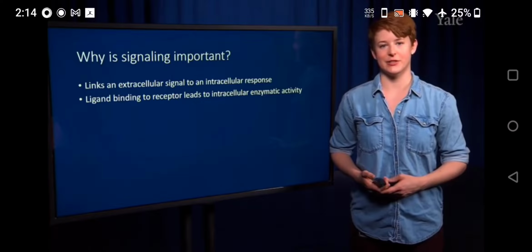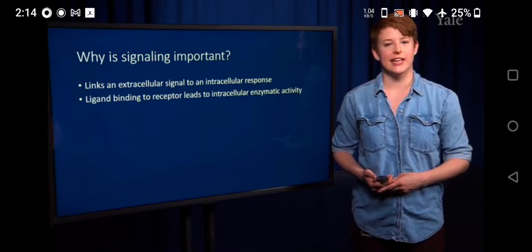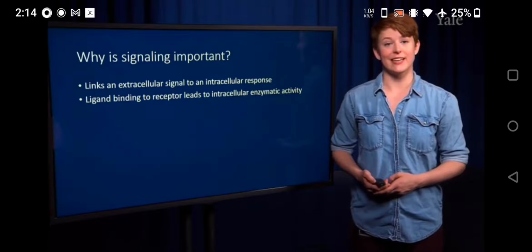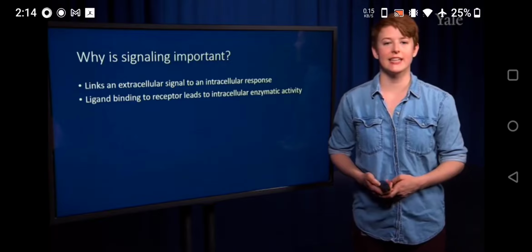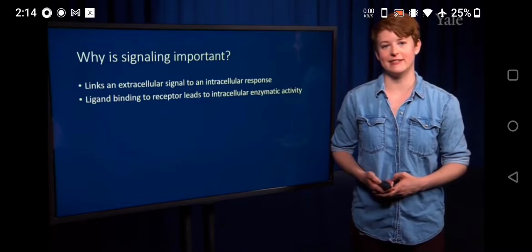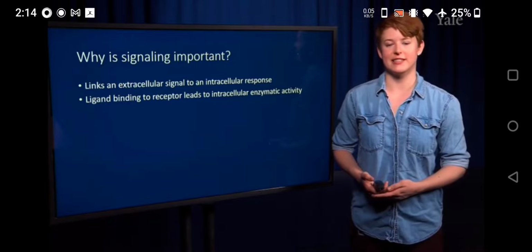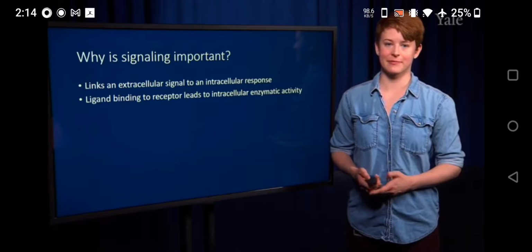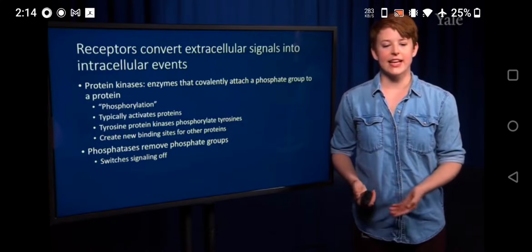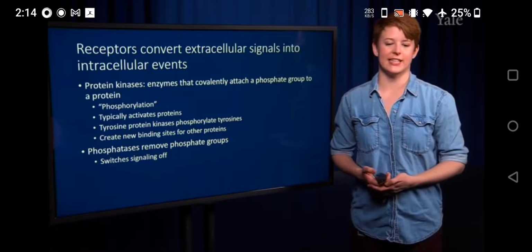Today we're going to be discussing mostly T and B cells. And instead of focusing on all the names of the different proteins, I'd like you guys to try and focus on some of the themes that we talk about. So like I said, receptors convert extracellular signals into intracellular events.